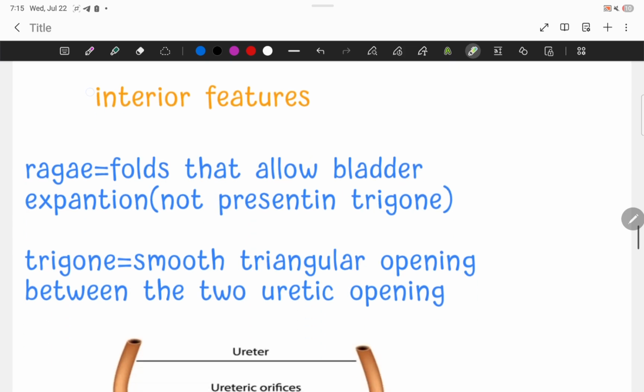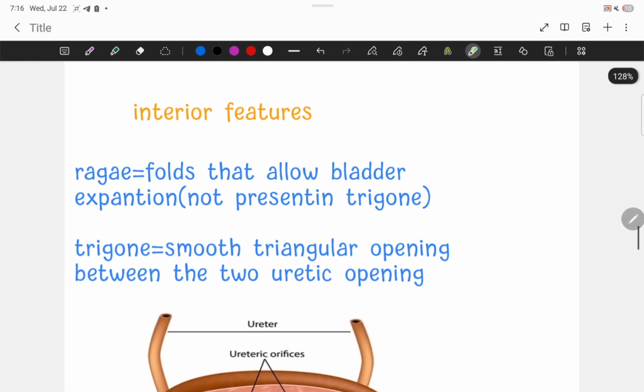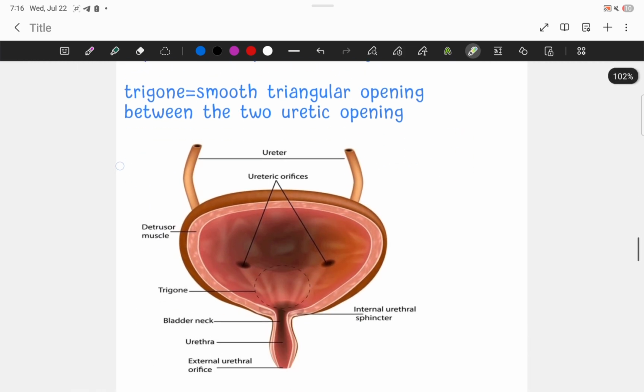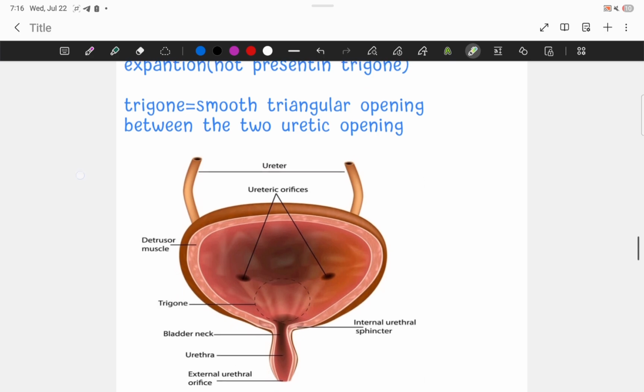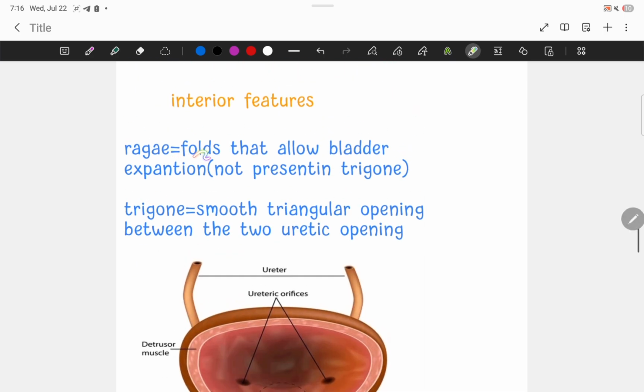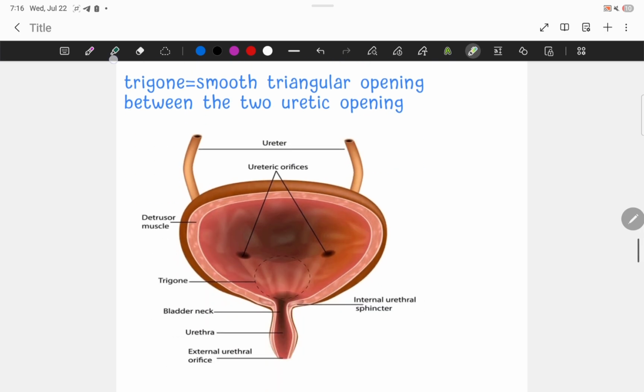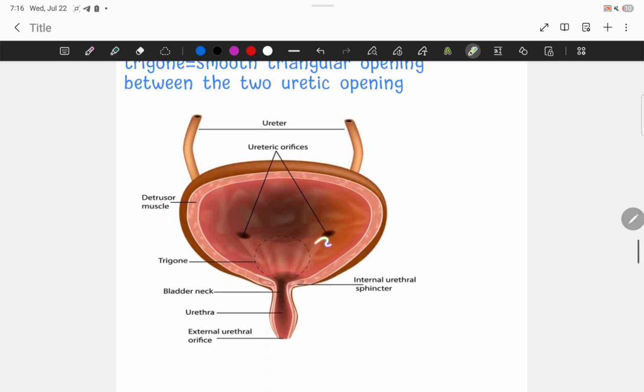So we talk about the interior or internal features. We have rugal folds that allow bladder expansion. And we have the trigone, a smooth triangular area between the two ureteric openings. So the trigone is between the two ureteric openings and the urethral opening. This is the trigone.